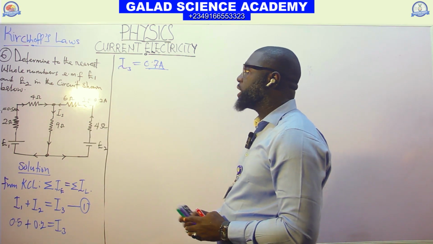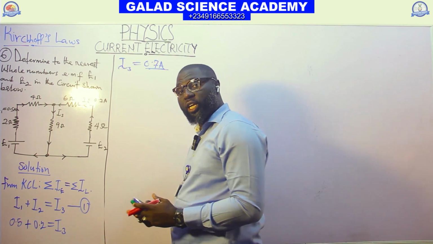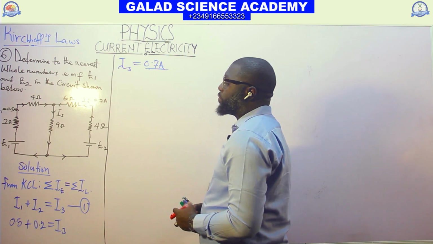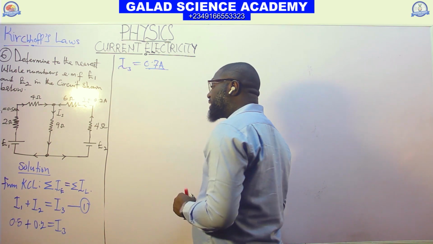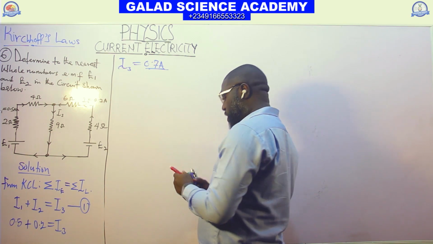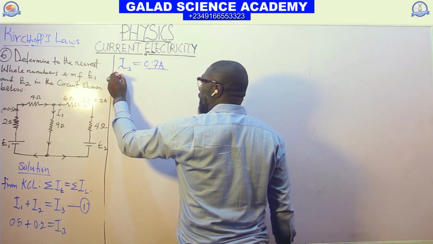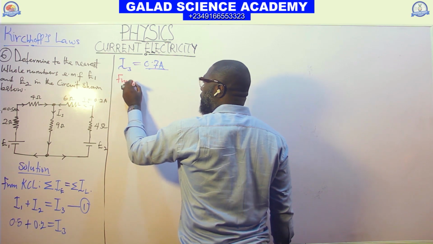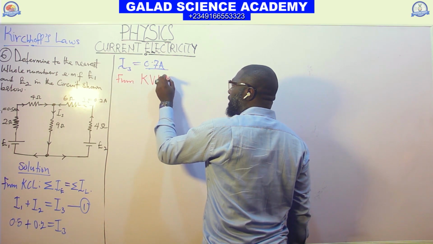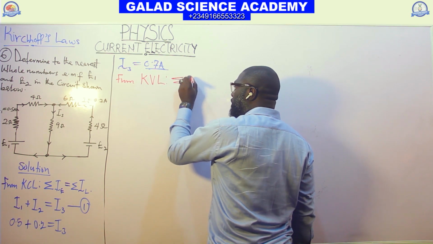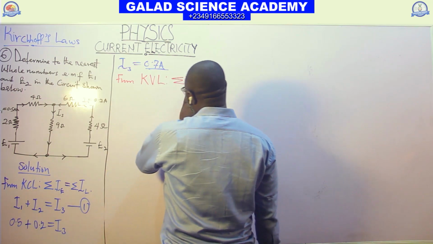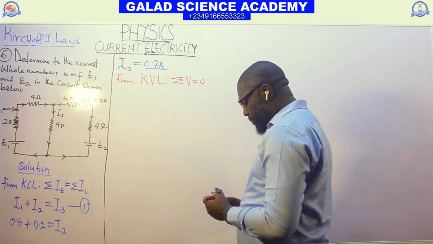Let us deal with Kirchhoff's second law, which is the voltage law, or the law of conservation of energy. The law states that the algebraic sum of voltage is equal to 0. From Kirchhoff's voltage law, we say that the algebraic sum of voltage at a loop is equal to 0.